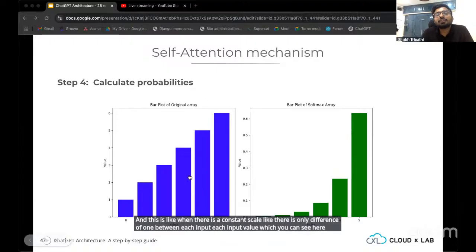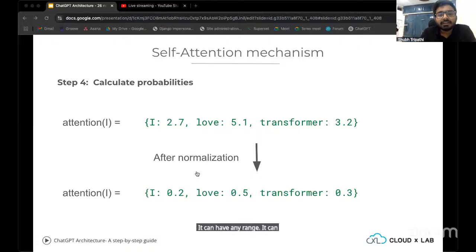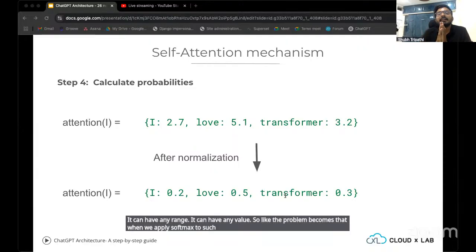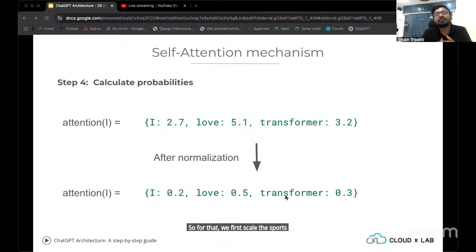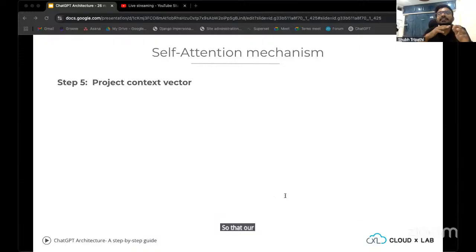But when we compute dot product, there can be any value. Like you can see here, it's 2.7, then 5.1, then 3.1. It can have any range. It can have any value. So the problem becomes that when we apply softmax to such unscaled data, it returns extremely small gradients. So for that, we first scale the scores before passing them to the softmax. This is just a prior step to applying the softmax. We first scale the attention scores which we receive to a particular scale, and then we pass them to the softmax so that the gradients are stabilized, so that our learning just does not get stuck.